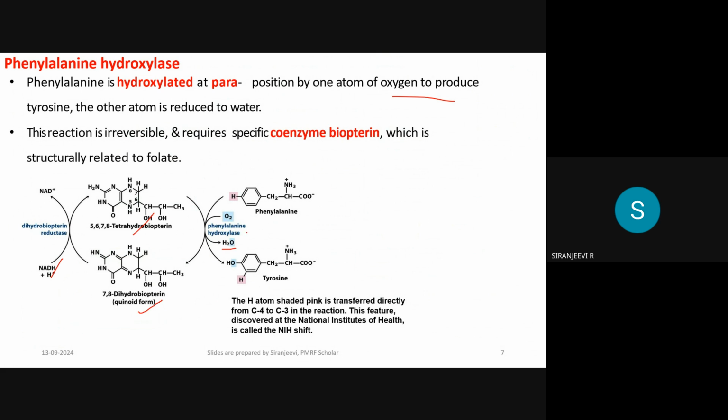And here the phenylalanine will be converted to tyrosine by the addition of one oxygen atom in the para position, and whatever hydrogen is there in the para position will be directly shifted from carbon 4 to carbon 3. This is called the NIH shift, because this feature was discovered at the National Institutes of Health. That's why it's called the NIH shift.